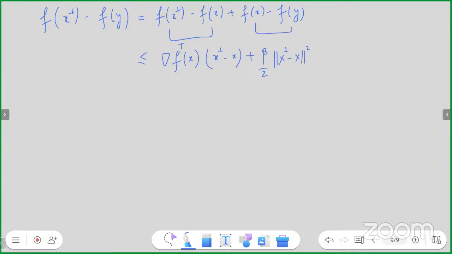And what can I say about these two terms? Just by convexity, this is less than or equal to gradient f of x times x minus y. Yeah, just purely convexity, and this is from equation 1. All right. Now what should I do? What can I do? What's interesting?